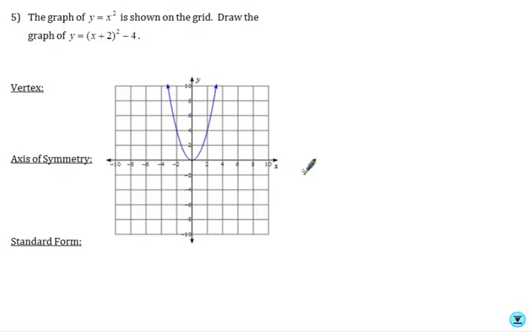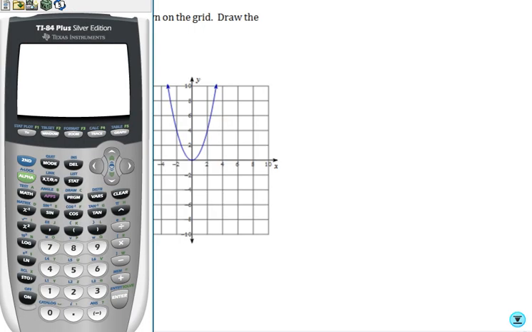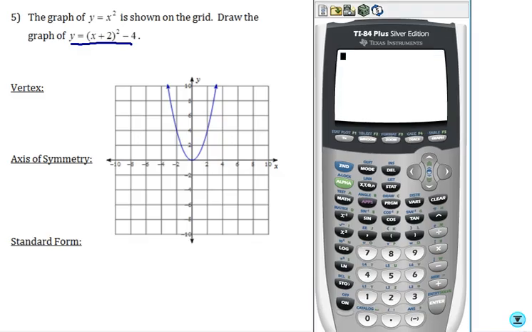Alright, so number 5 asks us to graph y equals (x plus 2) squared minus 4. There's already a graph on there, right? But this is what we call the mother function. So this is mom. The most basic parabola, if we were to graph it, is y equals x squared.